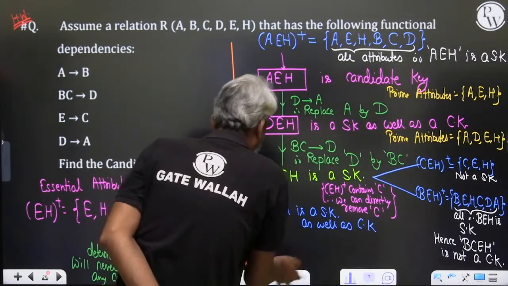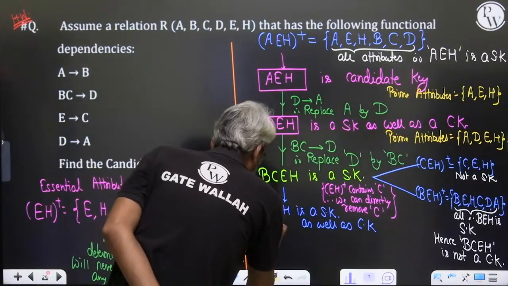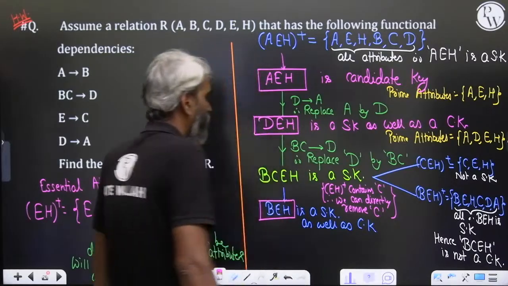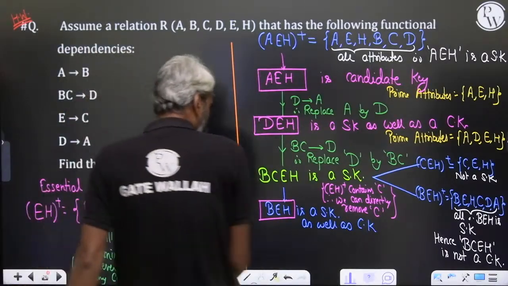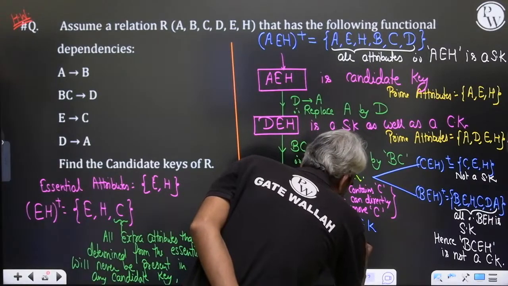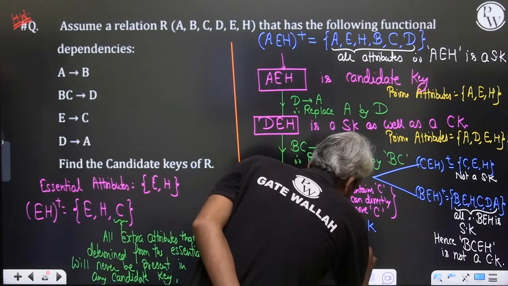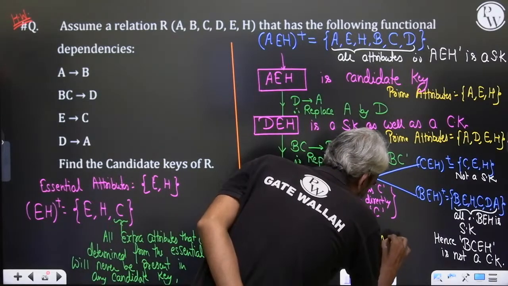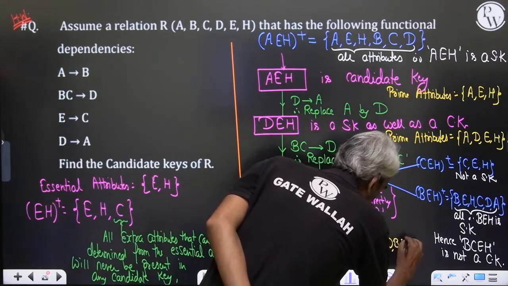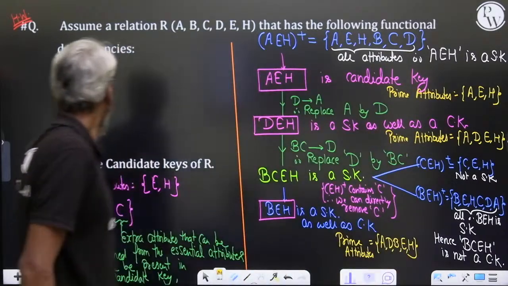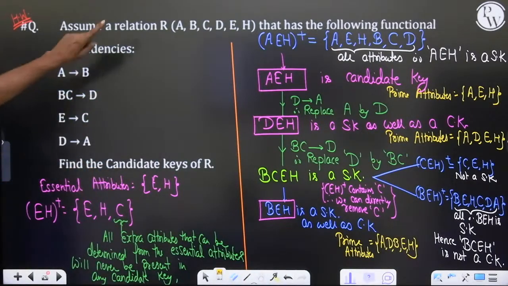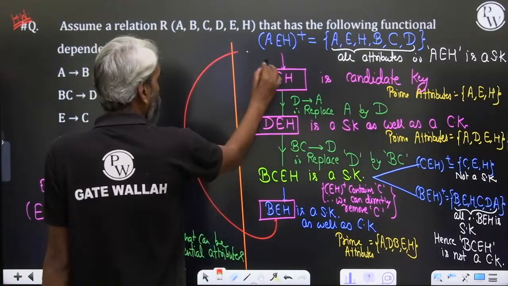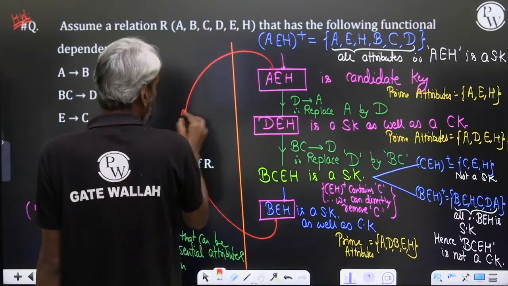So I can definitely say that this BEH is a super key as well as a candidate key. Once you found this new candidate key, what will be the set of prime attributes? So, A, D, B, E, H. Now, sir, B can be replaced by A. So here we have A implies B.